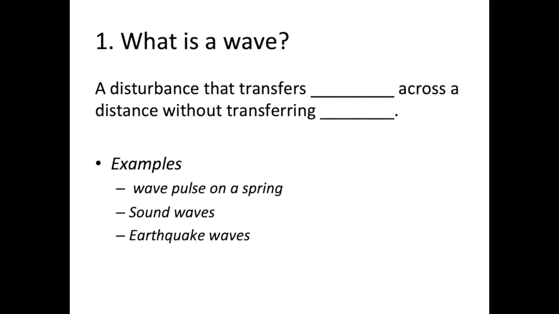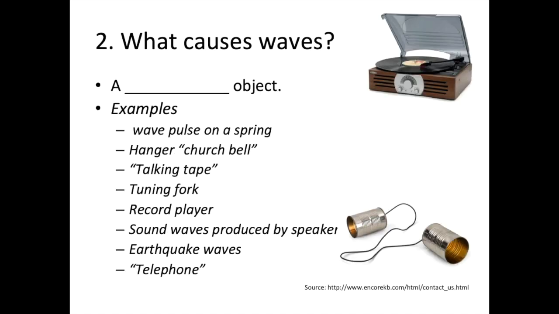And likewise with a sound wave, when you talk, the air molecules get bumped, and then they bump into the next air molecule, and they bump into the next one, and eventually they bump into somebody's eardrum. But the air molecule that was initially caused to vibrate by your vocal cords is not the same air molecule that was at your friend's ear. And earthquake waves are another example.